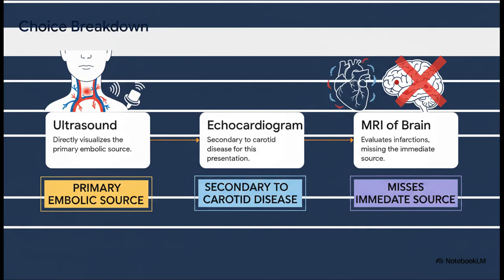Carotid duplex ultrasound is the exclusive correct answer here because the microemboli originate directly from the ipsilateral carotid atherosclerotic plaques. Choice A, the echocardiogram, evaluates cardioembolic sources, and those are secondary to carotid disease for this precise presentation. Choice C, temporal artery biopsy, is for giant cell arteritis, which presents with jaw claudication and permanent vision loss, not transient. Choice D evaluates the retinal microvasculature, which completely misses the proximal embolic source. And choice E, an MRI of the brain, evaluates established cerebral infarctions, again missing the immediate next source entirely.